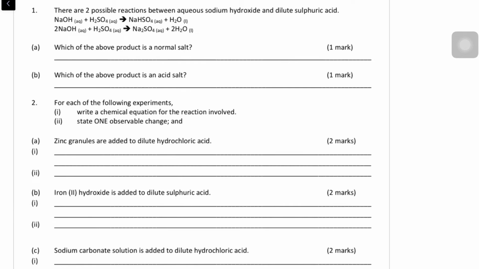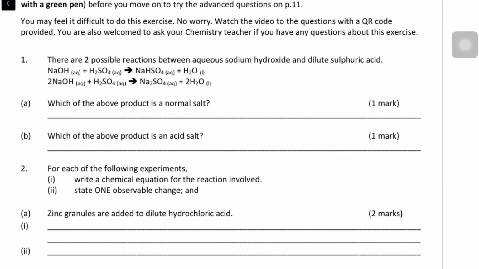All right, let's start. First, question 1. There is a reaction between sodium hydroxide and sulfuric acid. The first part asks which one is the normal salt and which one is the acid salt. The acid salt has ionizable hydrogen not replaced totally by the metal ion. The normal salt is where all the ionizable hydrogen ions are replaced by sodium ions.